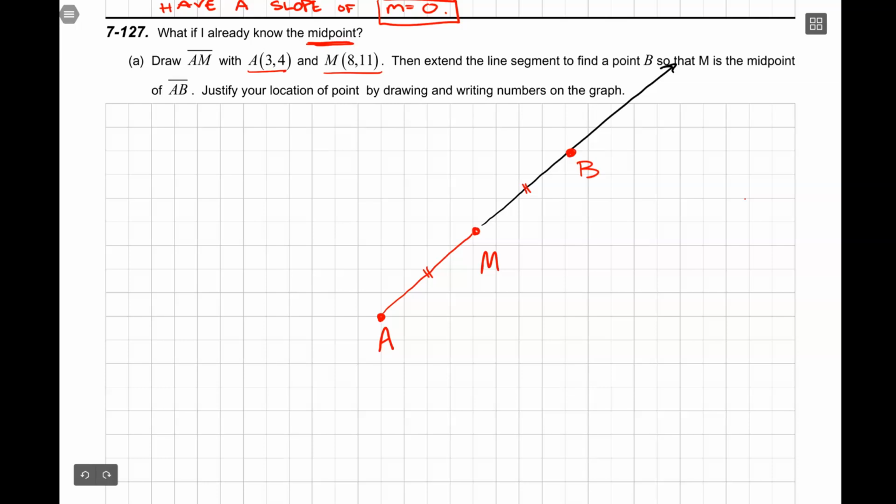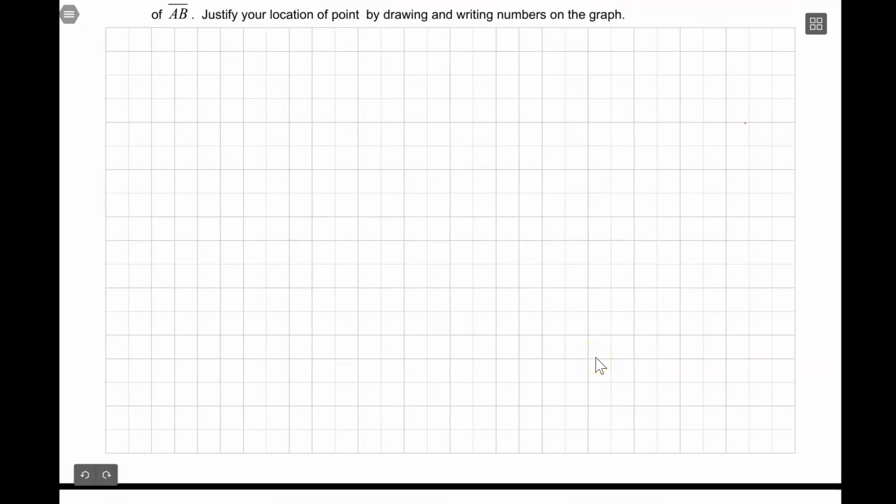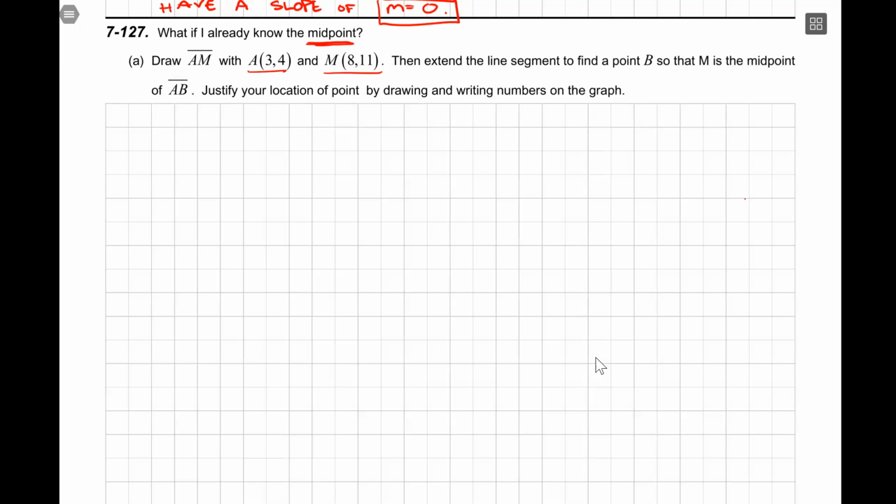All right, now I'm going to go ahead and plot some of this stuff. Let's erase this stuff. We don't need that anymore. So let's go ahead and plot this problem. You'll notice that I gave you a bigger graph here to work with, and that's because some of these coordinates are larger.